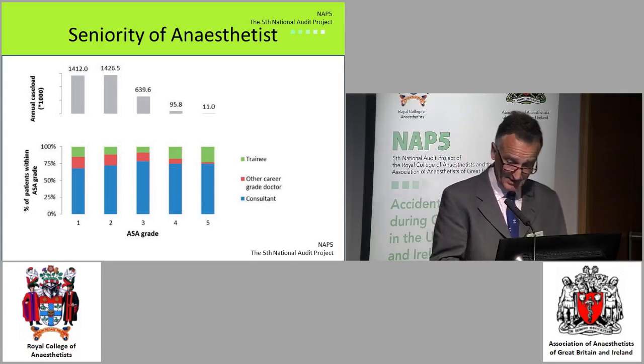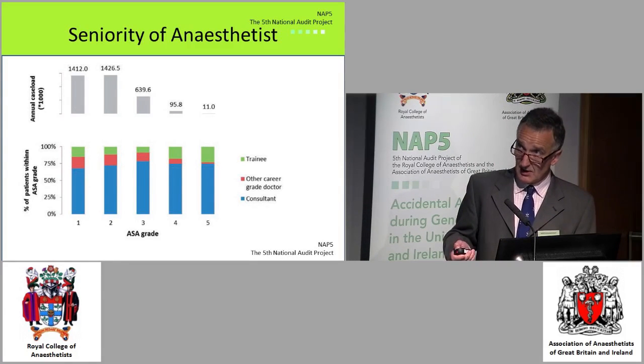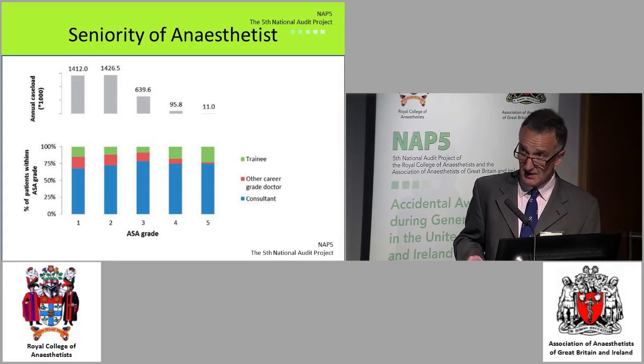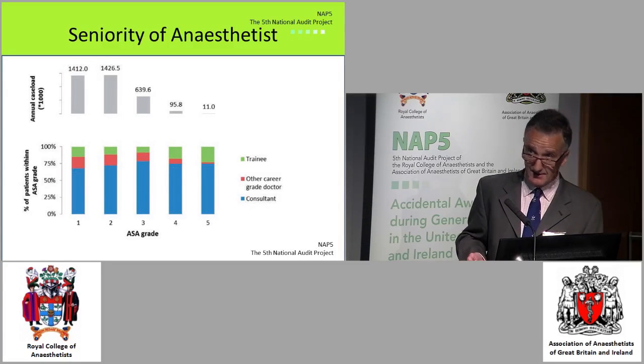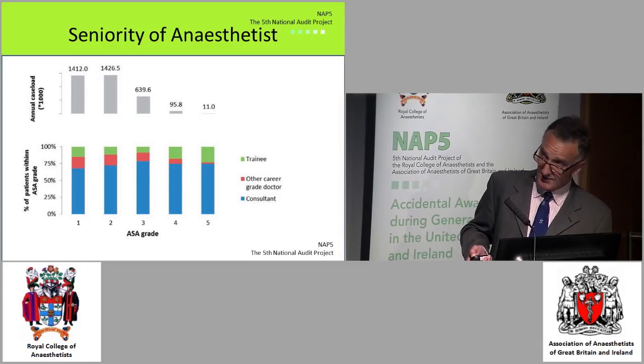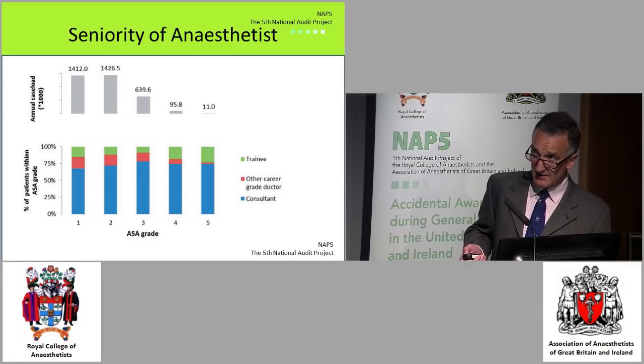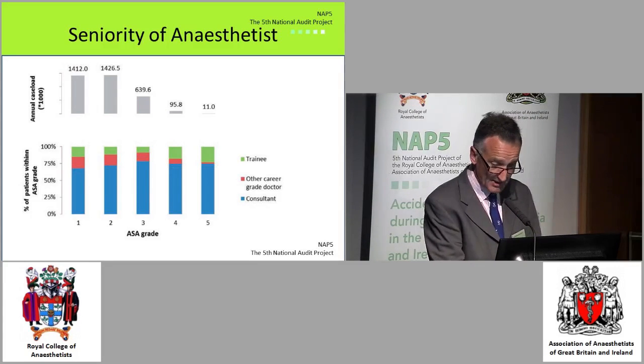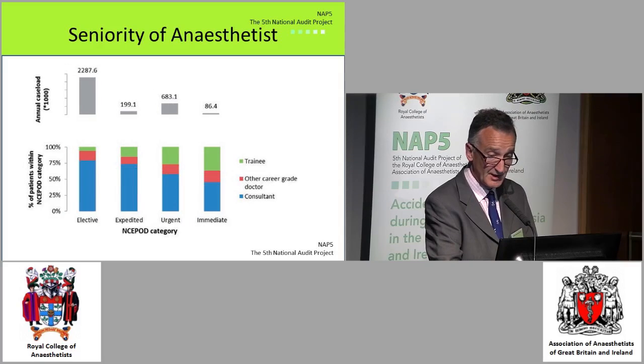The seniority of anaesthetists now. This composite graph shows, according to the ASA grade, forgive me those who at the front can't see that, the ASA grades 1, 2, 3, 4 and 5, this is their annual caseload, and these are the proportions within that ASA category managed by these various people. And irrespective of the ASA grade, the consultants and other grade, so fully trained people, are playing a big role. Over 75% of all patients, whatever category, are managed by fully trained anaesthetists.